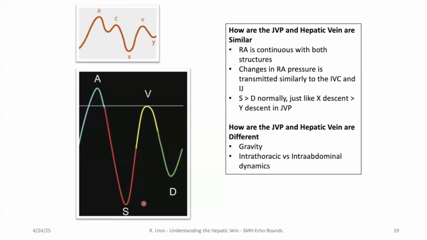That's what they say. Now, there are key ways the JVP and the hepatic vein are different, and by far the biggest difference is that the hepatic vein is intra-abdominal, and that changes physiology completely. We're going to get into that in the coming slides, but it's fascinating.